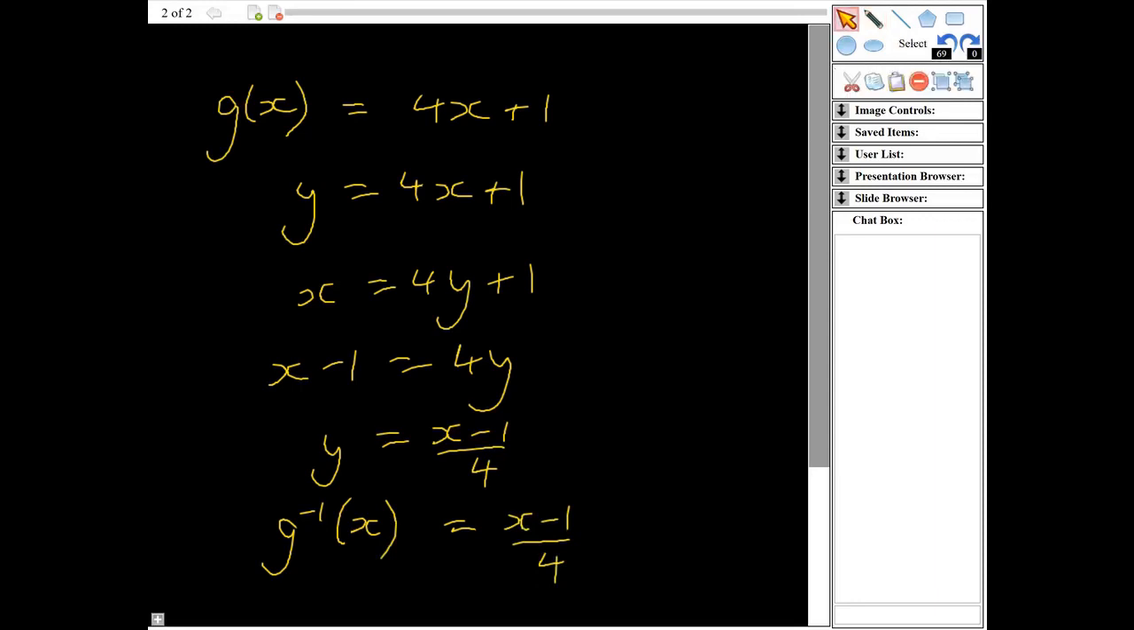I can check. So say I put in the value of 2 here, and I would do 4 times 2, which would be 8, and would give me the answer of 9. Then if I take 9 and put it into my inverse function, I should get back to 2 again. So if I did 9 take away 1, that would give me 8. Divide by 4, that would get me back to 2. So that would have correctly found my inverse function.